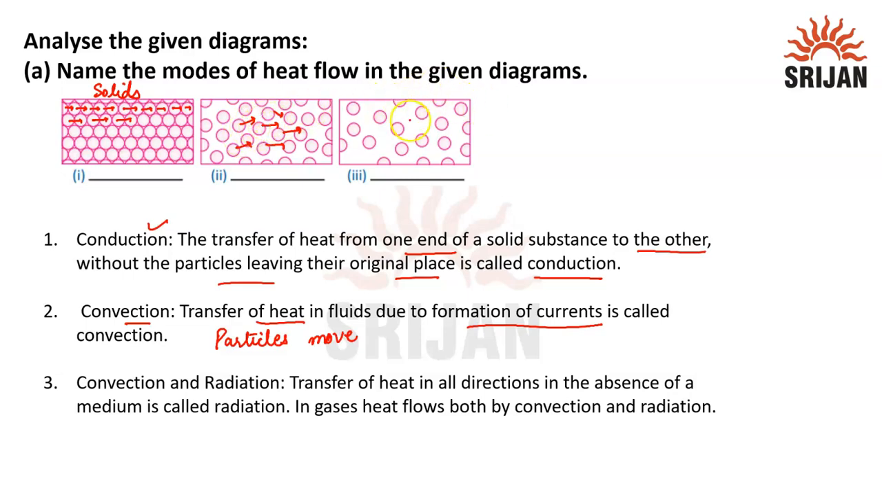The last one has more interparticle space between the particles. So it is a case of gases, which are also fluids. In gases, the heat flow takes place by both convection and radiation. Convection we have already discussed. Radiation is the transfer of heat in all directions in the absence of a medium. So in the case of gases or in the case of vacuum, the heat transfer takes place by radiation, or we can say in gases heat flows both by convection and radiation because there will be the movement of particles also, and the heat flow takes place by radiation as well.